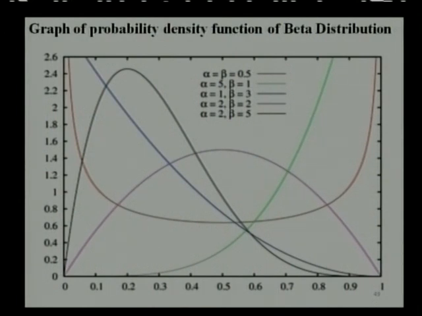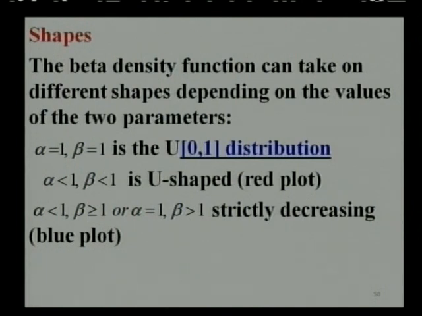On the basis of different parametric values, the probability density function and its graph can also be seen, and you see that for different parametric values you have different kinds of curves of the probability density function of the beta type 1 distribution. When alpha equals 1 and beta equals 1, you have the uniform distribution.